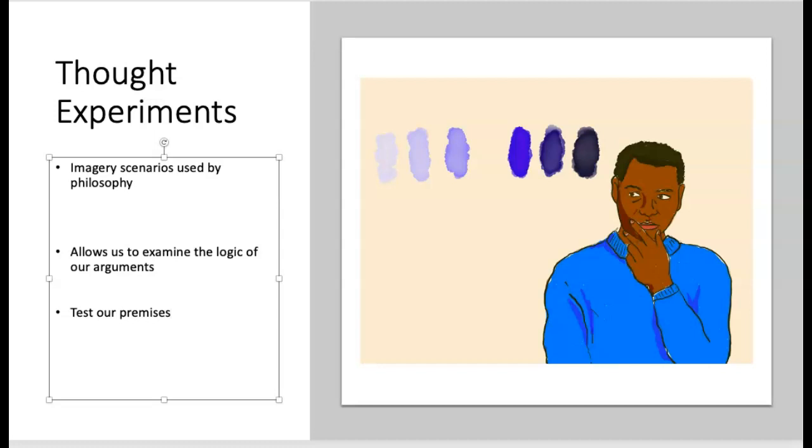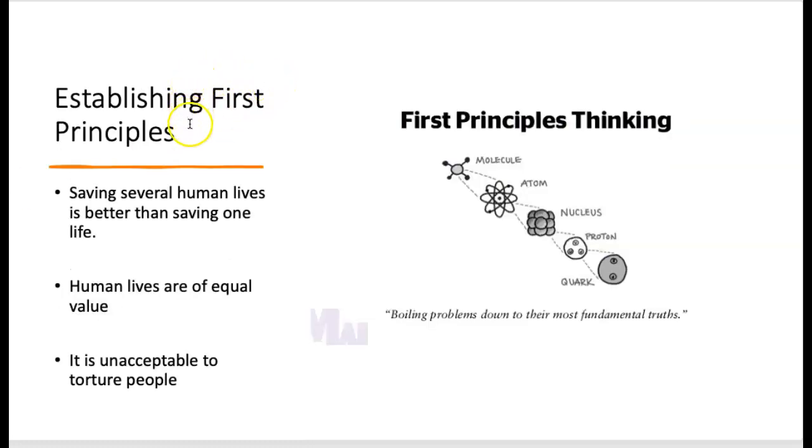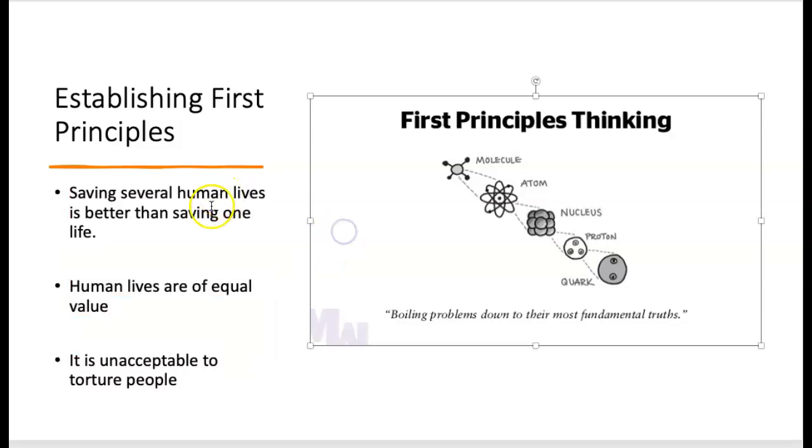Then moving on, just quickly explain what first principles are. First principles are when you cannot reduce the principle any further. And I'd ask students to think about these three first principles. Saving several human lives is better than saving one. Human lives are of equal value. And it is unacceptable to torture people.